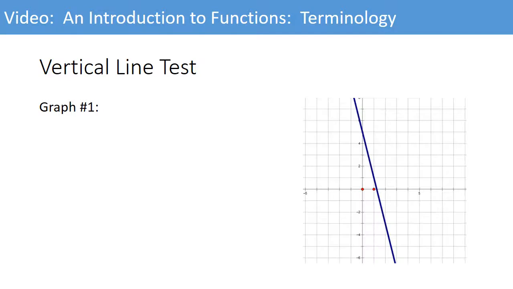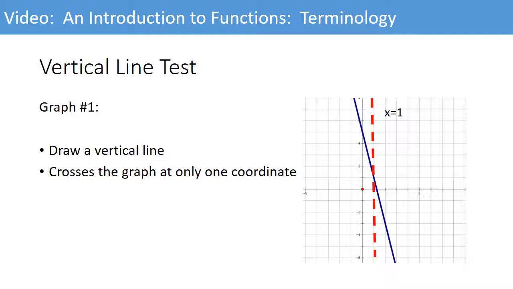Here is the first graph we want to look at. Is it a function? Draw a vertical line. This line passes through the point x is equal to 1. Since it crosses the graph at only one coordinate, this relation is a function.